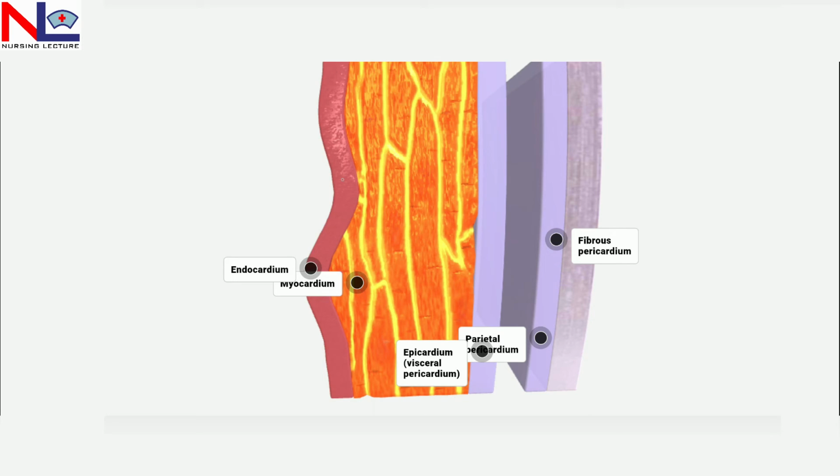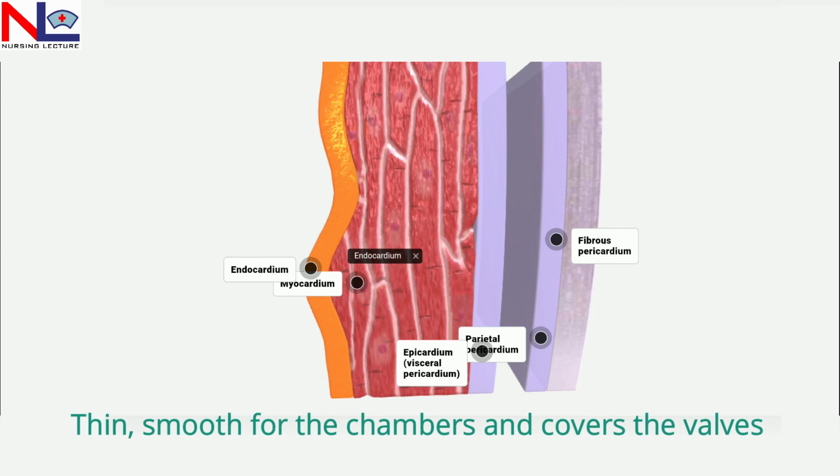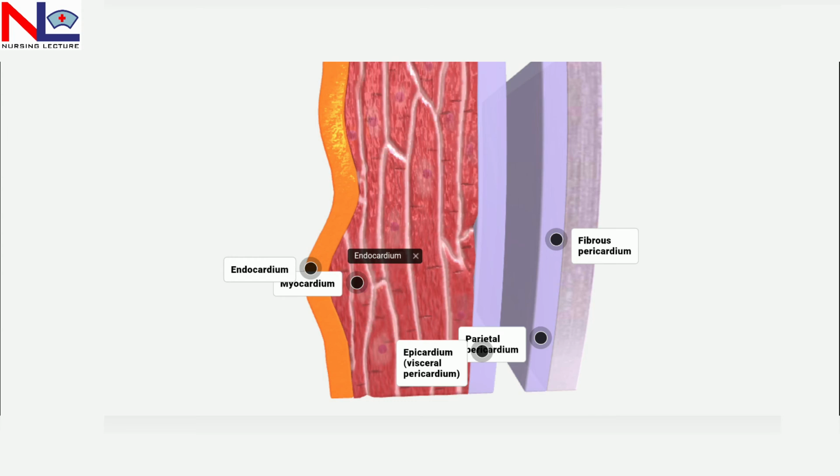The third and the last innermost lining of the heart is the endocardium, and this is a thin layer, and it is very smooth to avoid friction between the layers as well as with the blood which comes inside the chambers of the heart and runs through the valves of the heart. So by this smooth endocardial layer, the blood passes very smoothly between the chambers.